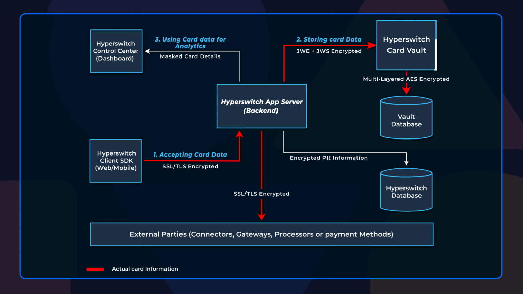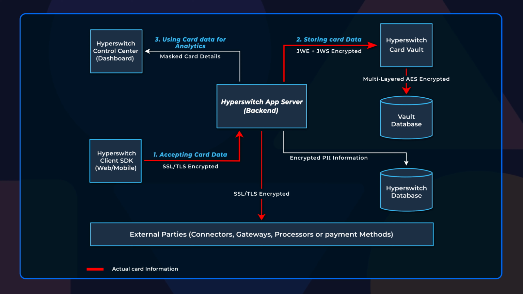Once the card vault receives the data, it will decrypt it and again perform AES encryption on the data and send it to the vault database. Any sensitive data that we store in the Hyperswitch card vault is always encrypted, even while in transit and also at rest, because we also encrypt the database disk. We do this to ensure maximum security, either in transit or at rest.